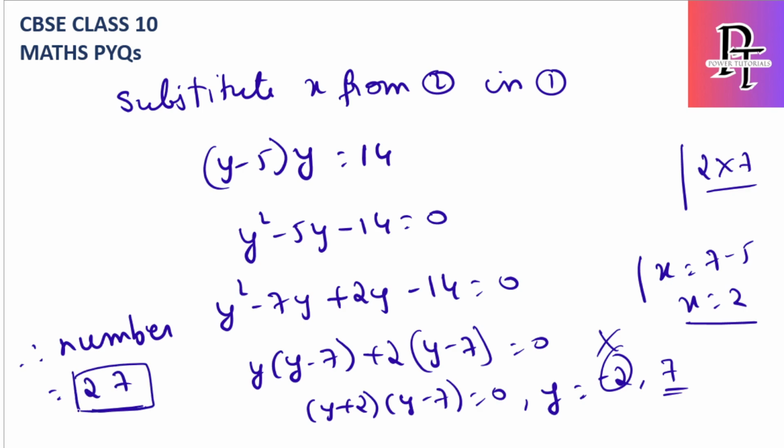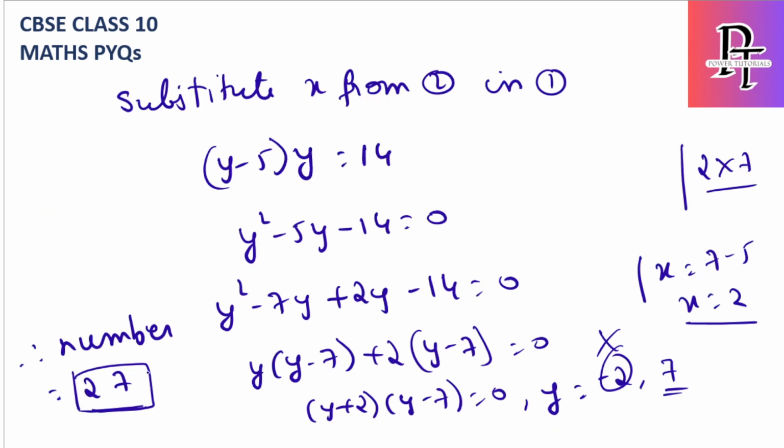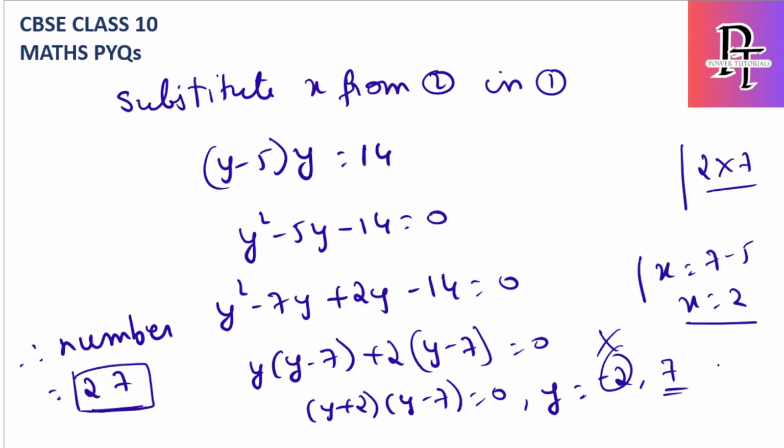Okay, let's cross check the values. The product is equal to 14, for the number 27. 2 into 7 is 14, correct? If 45 is added to 27, we get 72, which is the reverse of the number. Hence this answer is also correct.